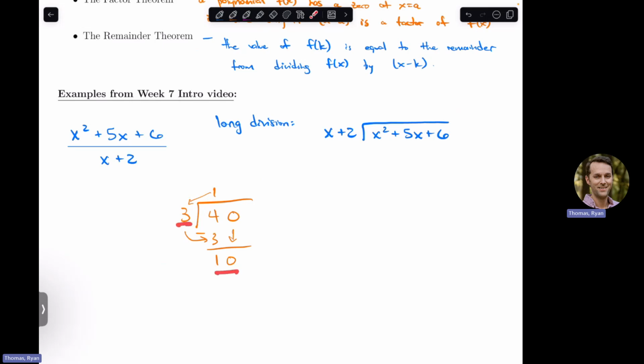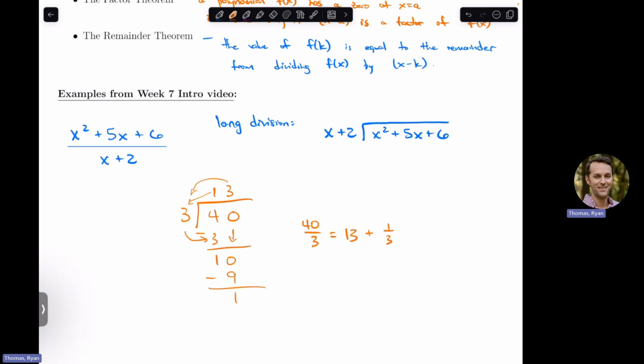But 3 does go into 10 3 times. And then I multiply again. 3 times 3 is 9. I subtract. There's a 1 left over. If we were going to keep going, we'd add a decimal point and keep going as long as we wanted to. Otherwise, we say that this is the remainder. So 40 over 3 is 13 with remainder 1.